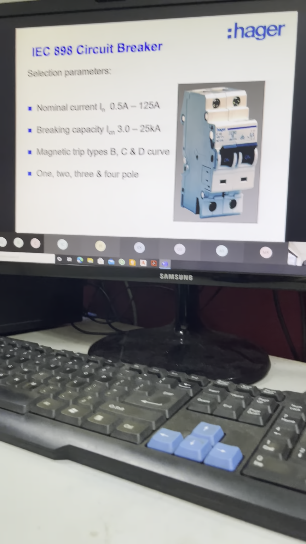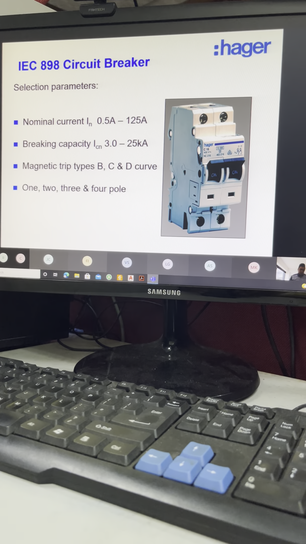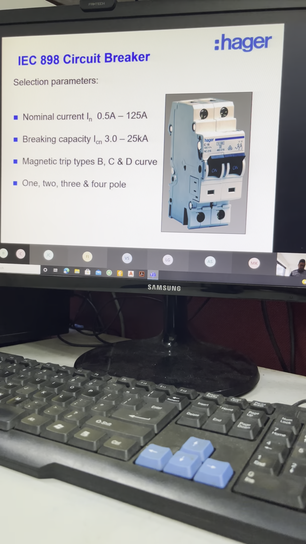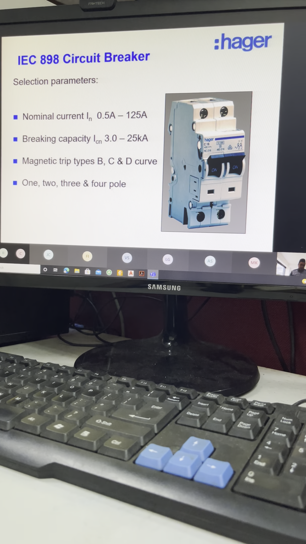For nominal current, this is very crucial to ensure that the breaker will be able to protect your electrical system. Failure to observe and to select the correct rating will cause overloading, where your electrical system will be exposed to additional currents, or overload currents.